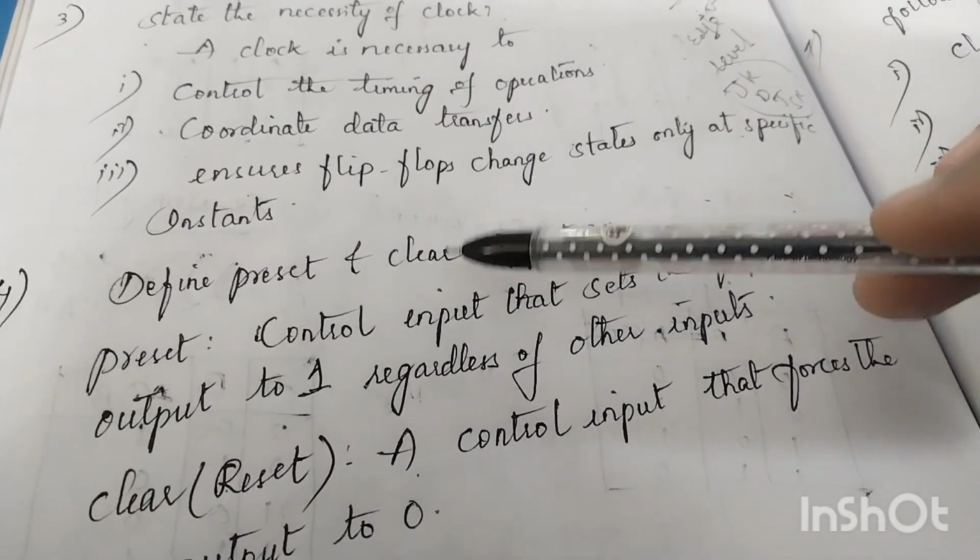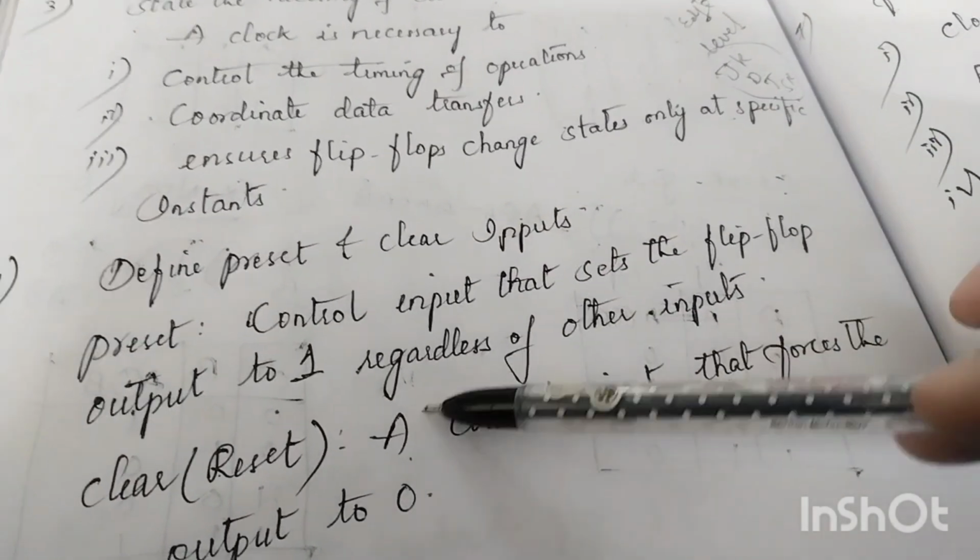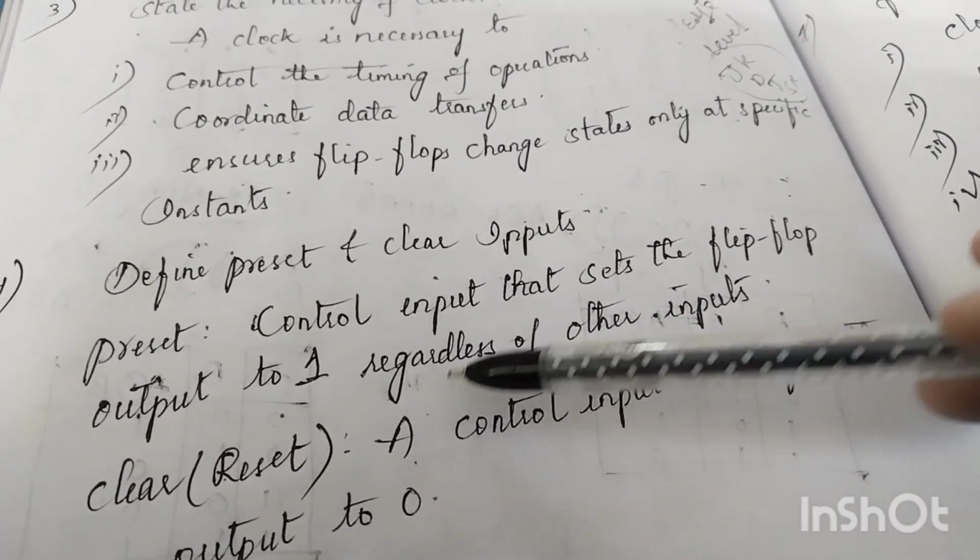The next question is, what is the definition of preset and clear? Preset means making the output 1.